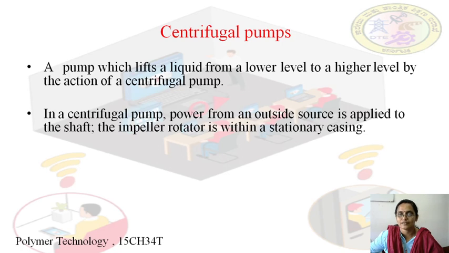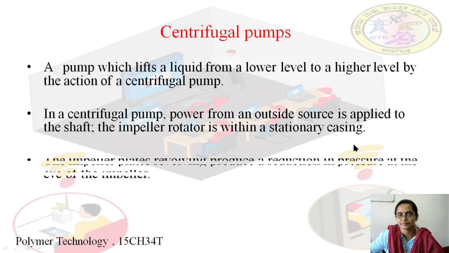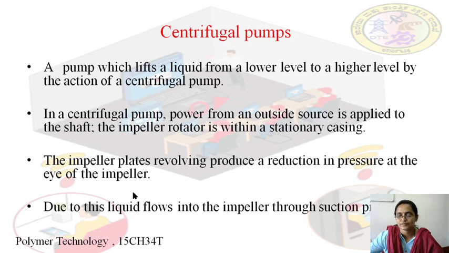The fluid enters the impeller, and again due to rotation of the impeller, kinetic energy is imparted to the fluid. So the centrifugal pump lifts the fluid from lower level to higher level using centrifugal force. These are the parts: an impeller which is placed in a stationary casing. The impeller plates revolving produce a reduction in pressure at the eye of the impeller. Due to this, liquid flows into the impeller through the suction pipe. Just an overview; while seeing the figure, we will get an idea.